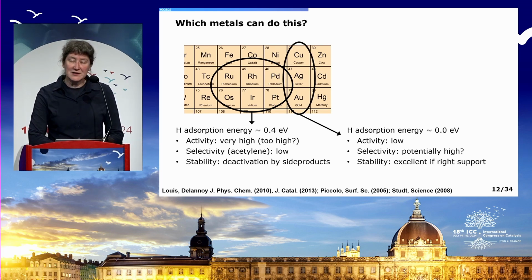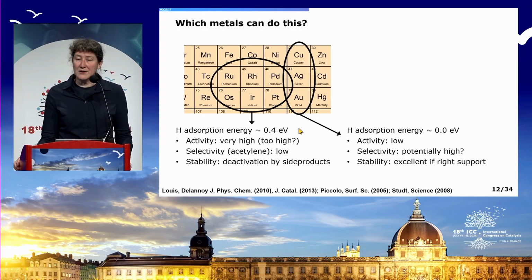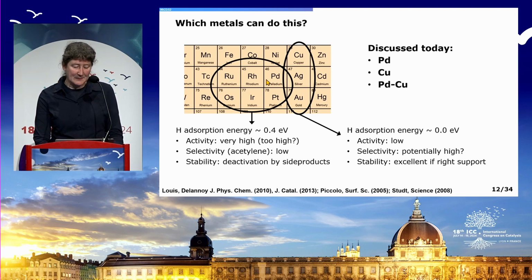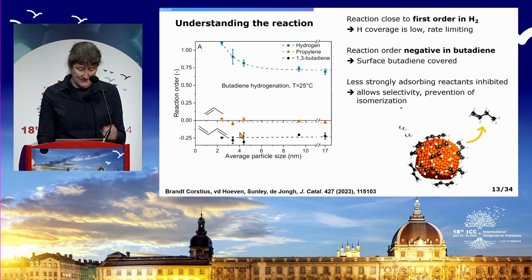On the other hand, more recently, people have been looking at these metals which were considered sort of inert, like copper and silver and gold, because the hydrogen adsorption energy is close to zero, so they have a very low coverage of hydrogen on the surface, and hence a low activity. But the selectivity is potentially very high, which is also related to this low hydrogen coverage. And the stability can be excellent if you handle them well and you prepare them well. So I'll discuss today palladium from this group, copper from this group, and then I'll move to bimetallics.